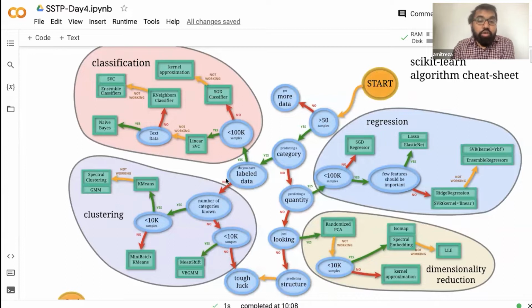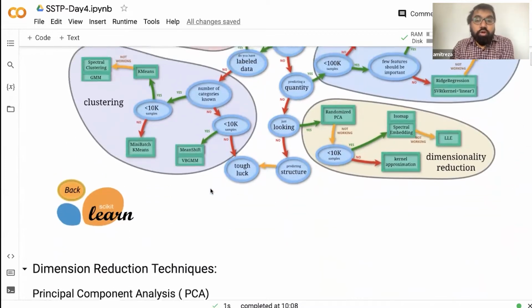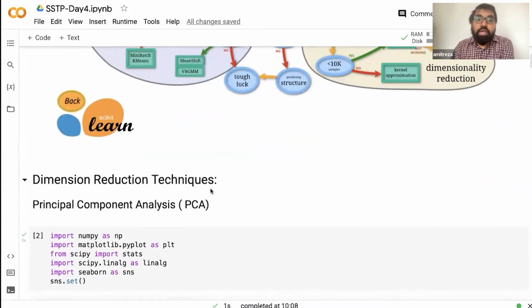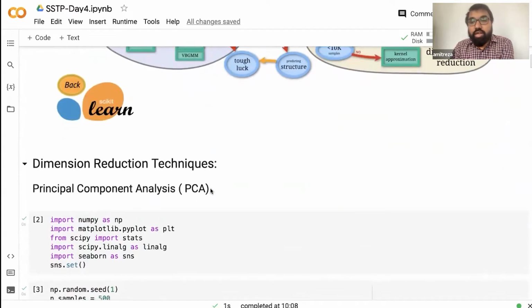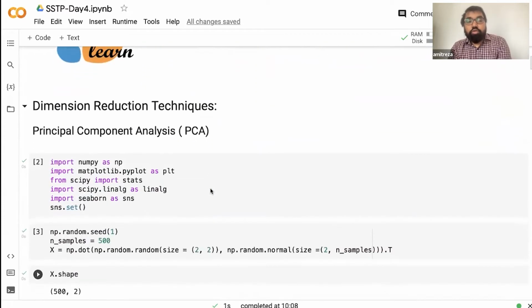So you can go and look into those algorithms, and for those algorithms all the examples are already available, so it is not that difficult to understand those things. Now, today I'm going to talk about principal component analysis.